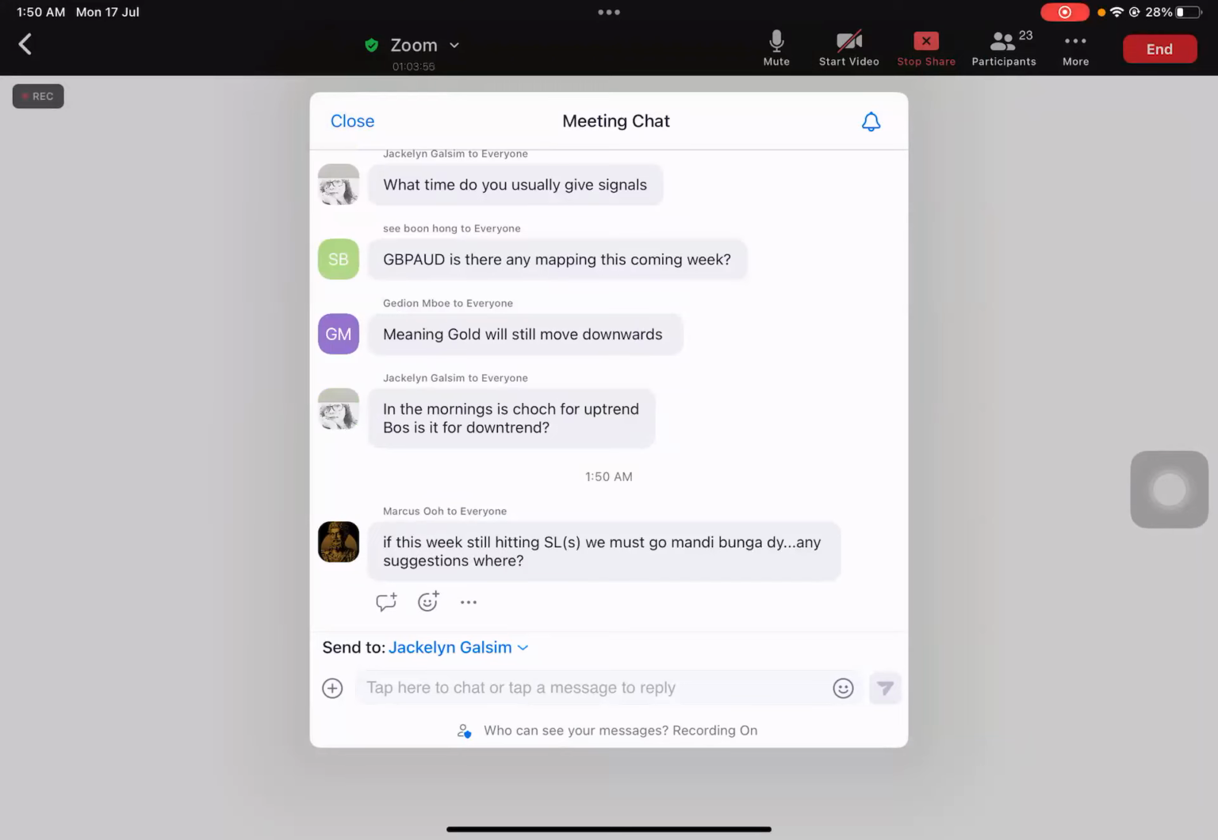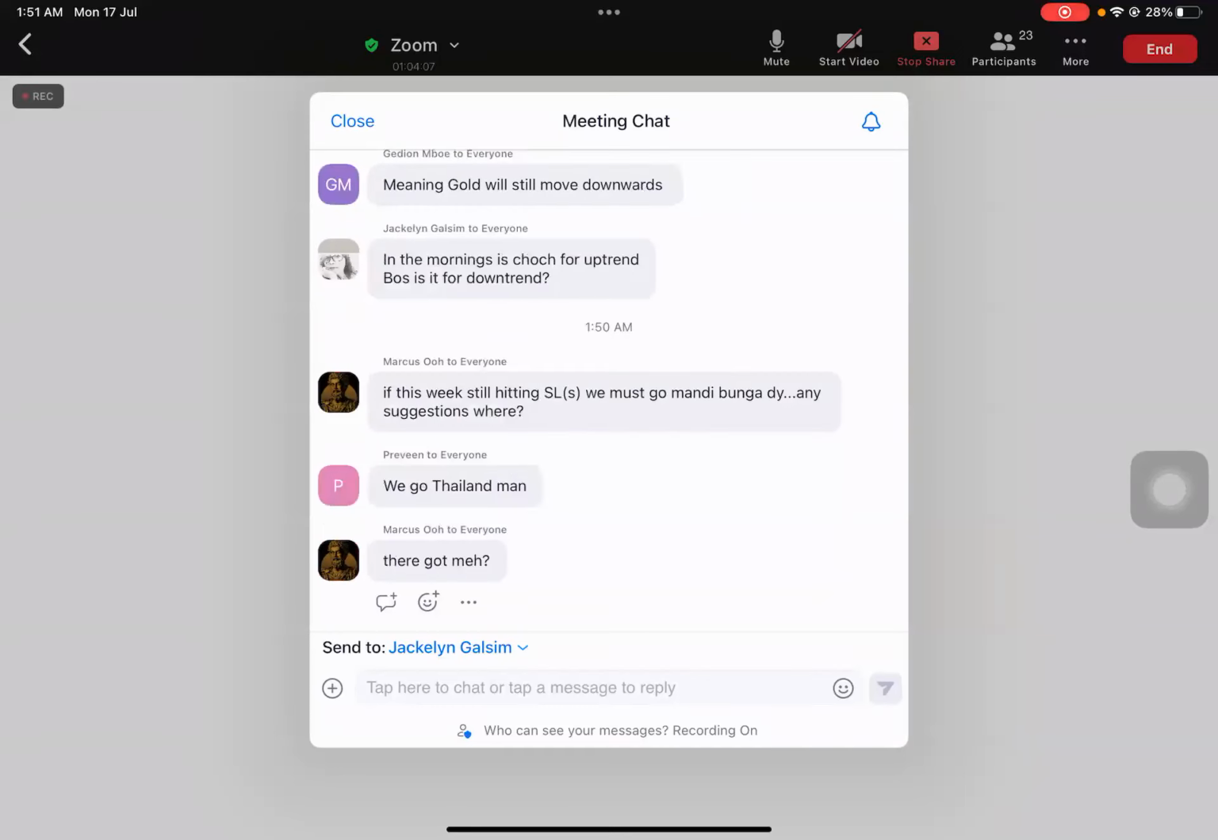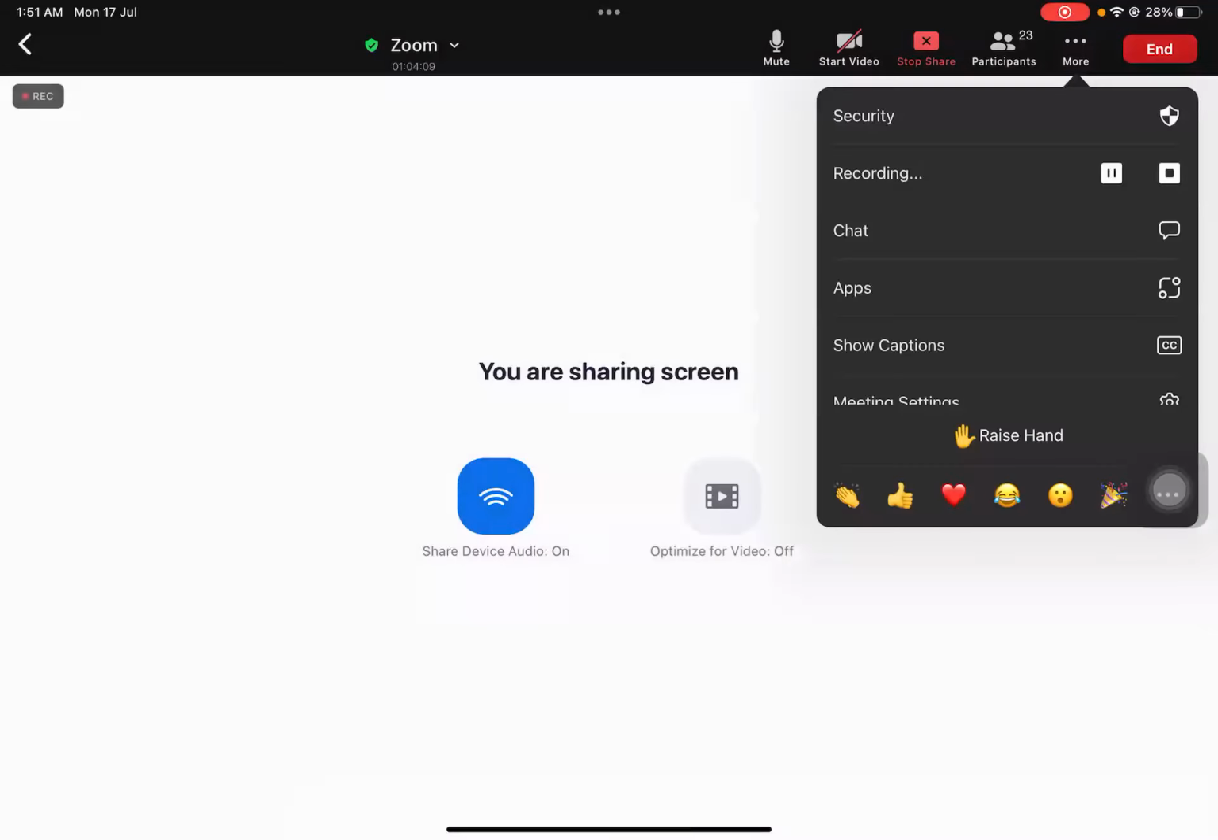Any suggestion where to go in Wandi Bunga? For the KL area, I would prefer you go to Tianho Gong, you know, Tianho Gong. But hopefully not. Okay, stop sharing and also stop the recording, yeah.